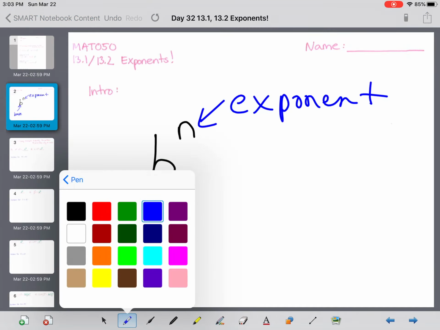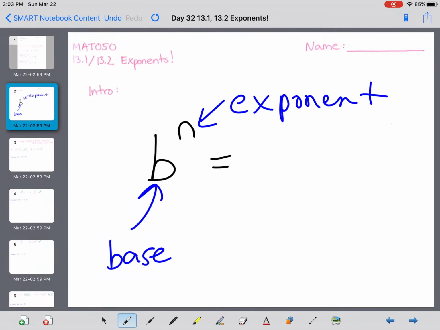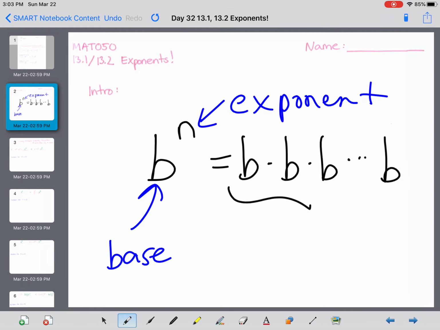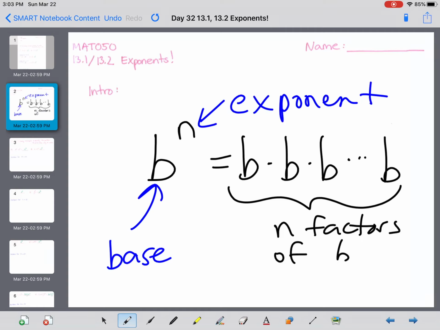Now, what b to the n means is if you have something b raised to the n power, that means you're going to have multiple factors of b being multiplied together, and there's actually going to be a total of n factors of b. Now, I don't know what n is. n represents some variable, so I'm just going to draw out a few factors being multiplied together, and then draw my brace there and say there's going to be n of those. So keep that in mind. We have a base, which is the big number, and the exponent is what's up in the superscript.